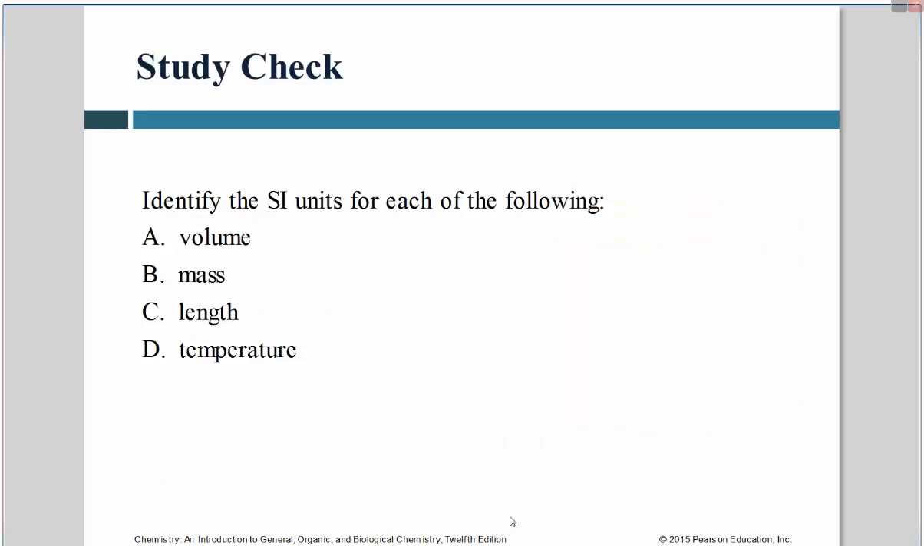All right, so let's go through these. We're looking for SI units. For volume, that's meters cubed. If you were looking at metric system, it would be liters. Mass for SI is kilograms. If we were looking at metric, it would just be grams. Length, in both scenarios, it's meters. For temperature for SI, it's Kelvin. If we were looking at metric, it would be degrees Celsius. And that's an overview of the units.